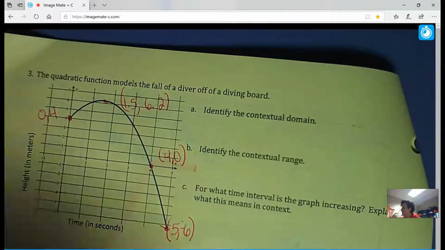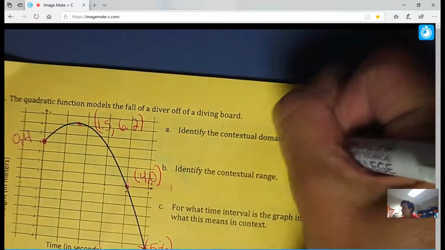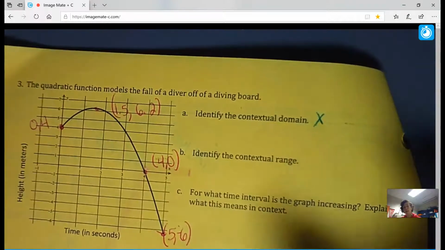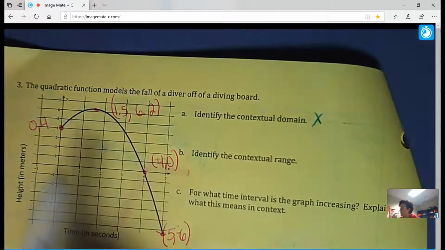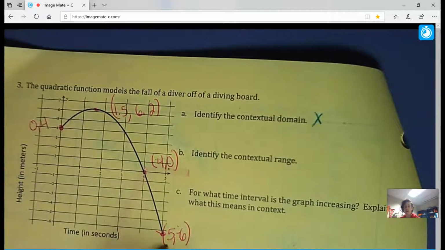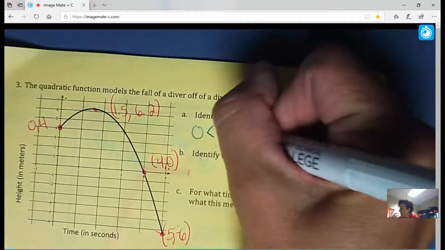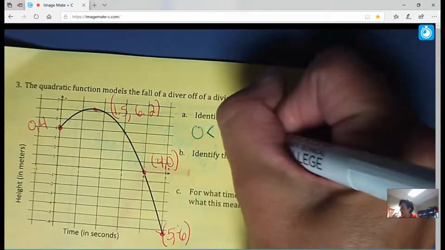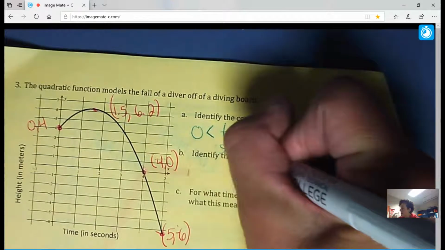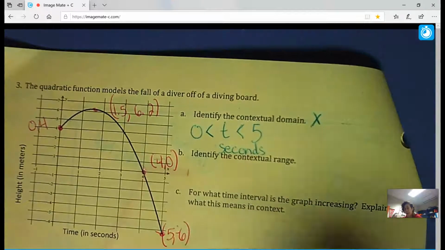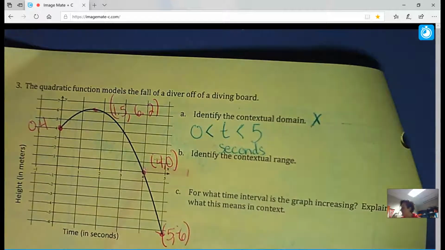So first I'm going to identify the contextual domain. Remember, for domain, I want to know the smallest x that I wrote and the biggest x that I wrote. If I look at all the x's I wrote down, the smallest is 0 and the biggest is 5. Since it's t for time, I could put an s in there for seconds. I'll put 0 to 5, but for good measure I'll write seconds below it. So the domain goes from 0 seconds, where the diver starts, to 5 seconds, where we stop.